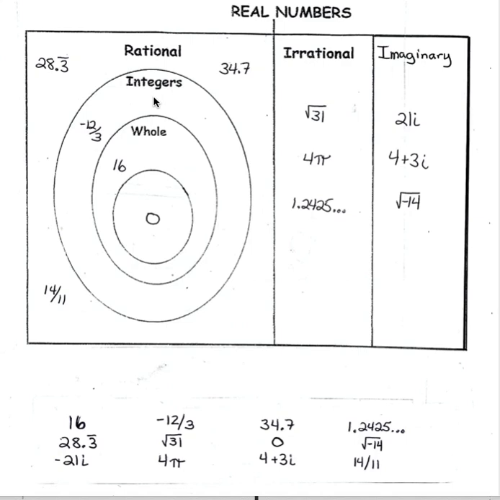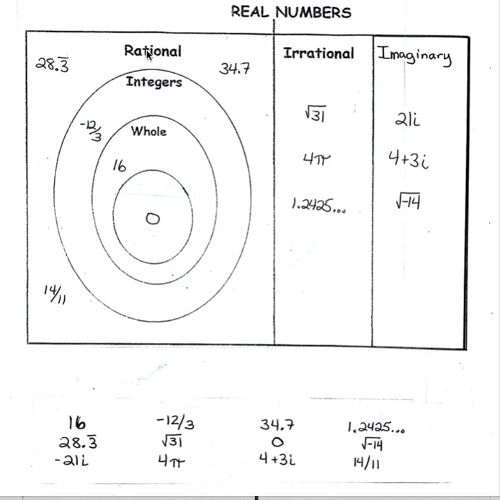Now, integers include these. A 0 is an integer, 16 is an integer, but also this weird looking one here, negative 12 over 3. Well, you all know that's negative 4. So that is also an integer. Any whole number that is positive or negative is an integer.